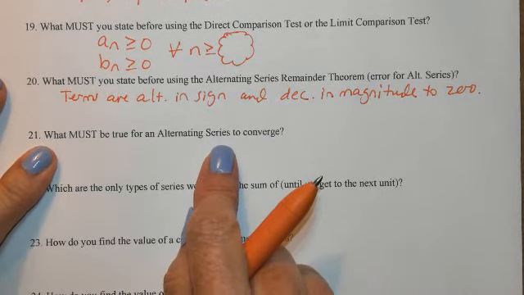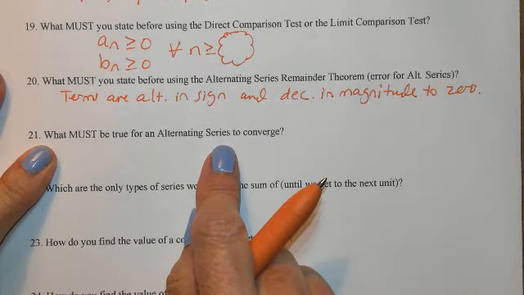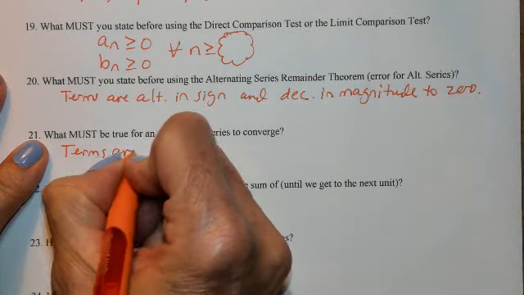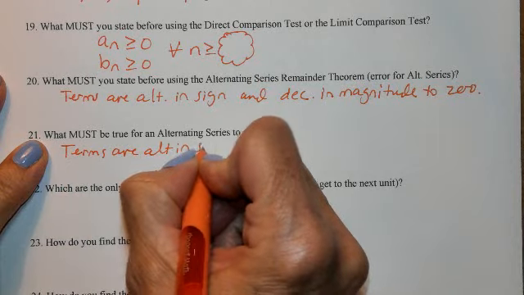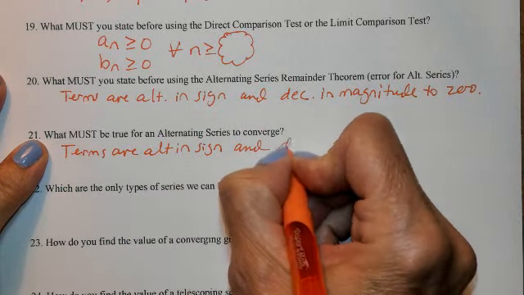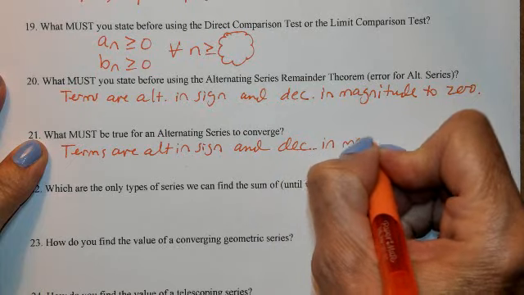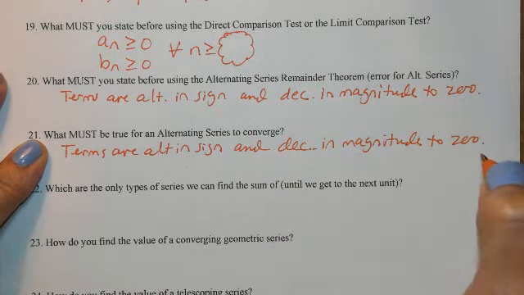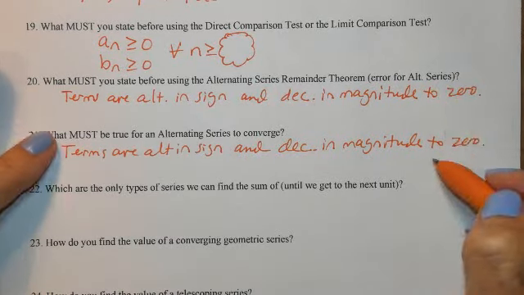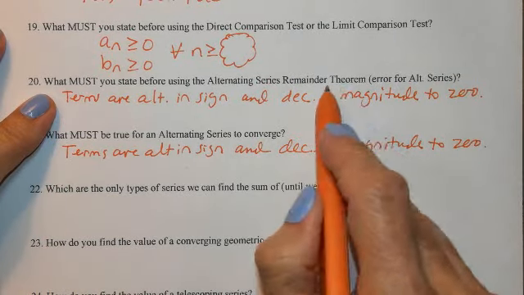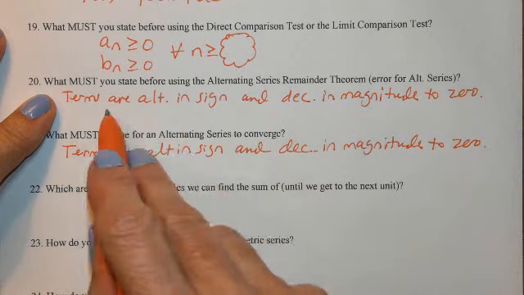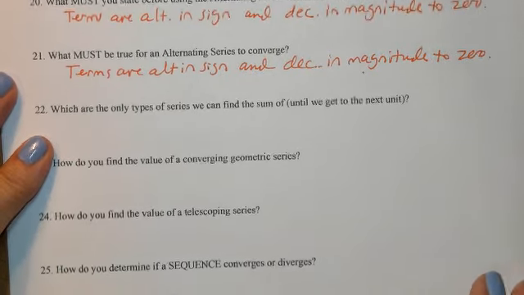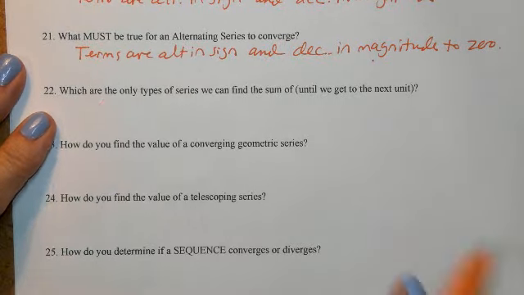What must be true for an alternating series to converge? Well, terms are alternating in sign and decreasing in magnitude to 0. Same thing. These are the same thing. You cannot use your alternating series remainder theorem unless you state that your series is converging, and this is how you state it. Okay? Which are the only types of series we can find the sum of for right now?